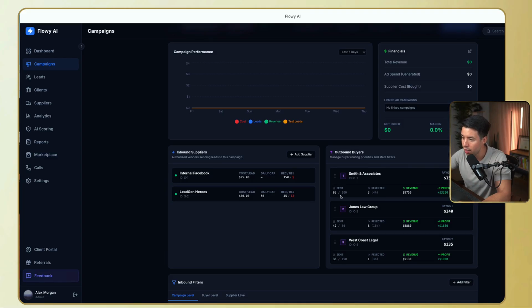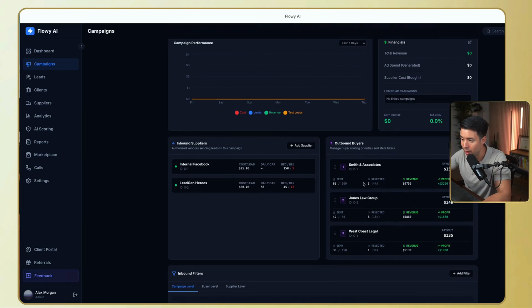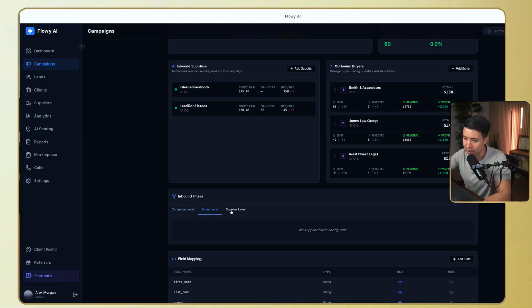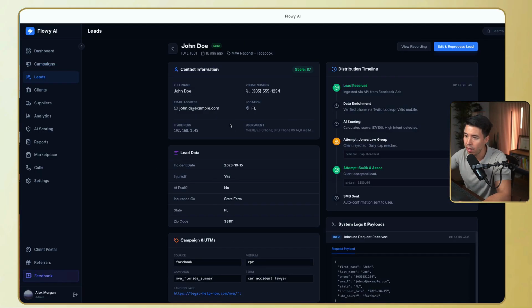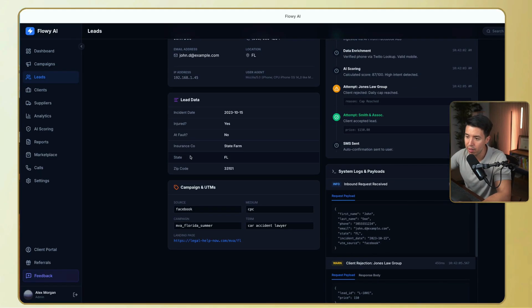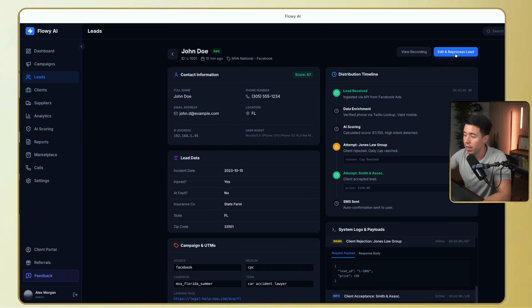So you can see this buyer has a cap of 100. We've sent 65. 3 of them got rejected. So that's 4%. This is how much revenue we've made and how much profit we've made from this buyer. We also have filters at the campaign level, buyer level, supplier level, all our field mappings, and you'll be able to see leads here at the bottom. Here you can click on a lead, and then we can see the timeline, the contact information, lead data, UTMs, and we can even edit and reprocess leads here.